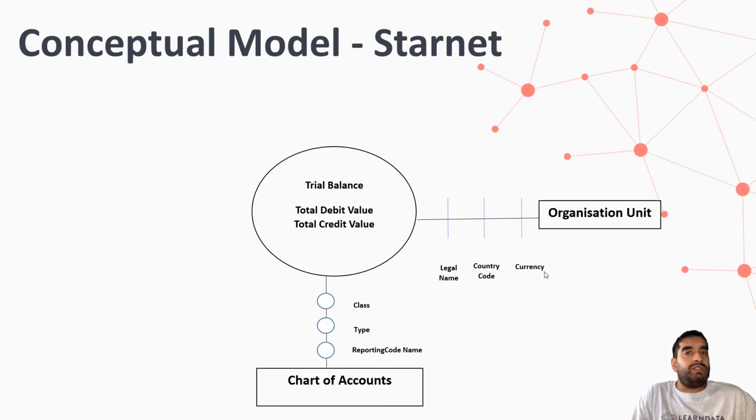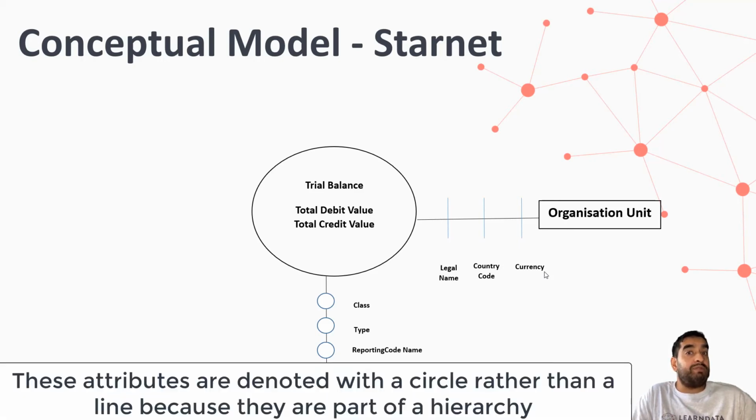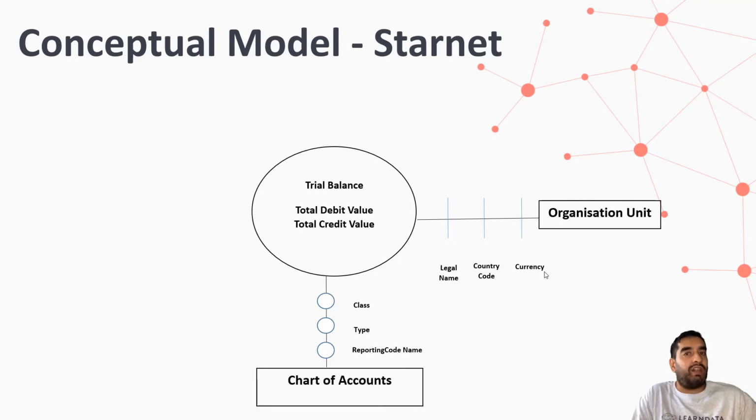And these are denoted on the star net with a circle as opposed to a line because they represent a hierarchy. So reporting code name, type and then class is in that order. So asset liability, and then the detail, I think, of the next header line, and then going back down into reporting code name. So this is now chart of accounts. We've pulled up those nodes that we want, those attributes, and we've put them as part of a hierarchy. And then the next one on there was date.